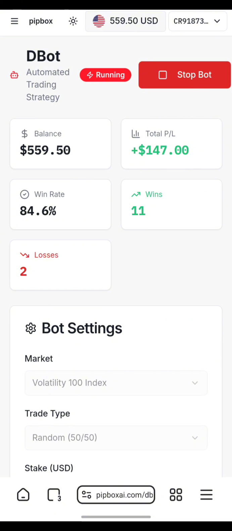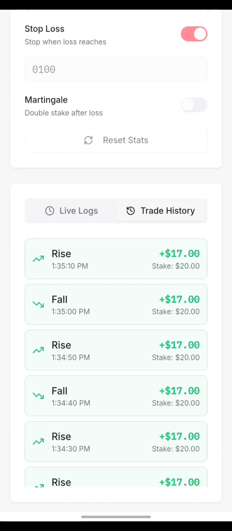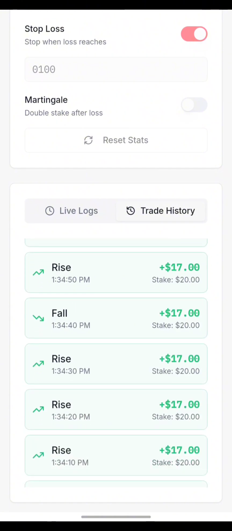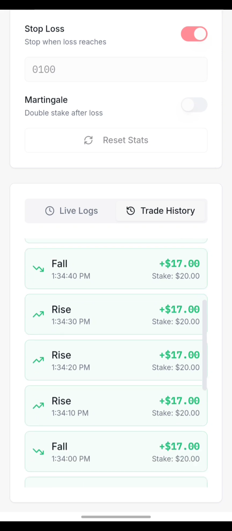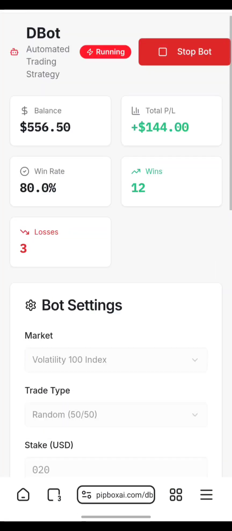Okay, and you see our win rate is up 84.6, and we are in deep profits. Yeah, so this AI tool is free, guys. This AI tool is free. And my goal is to take this account to 1000 USD.